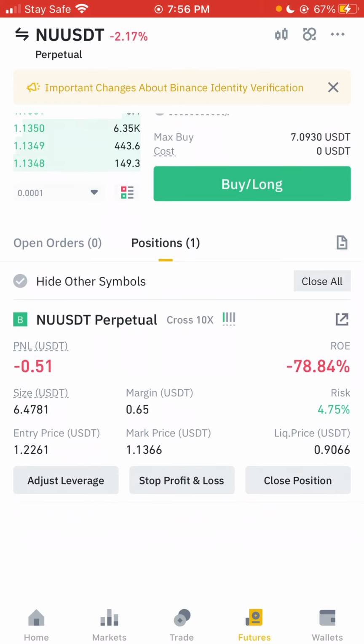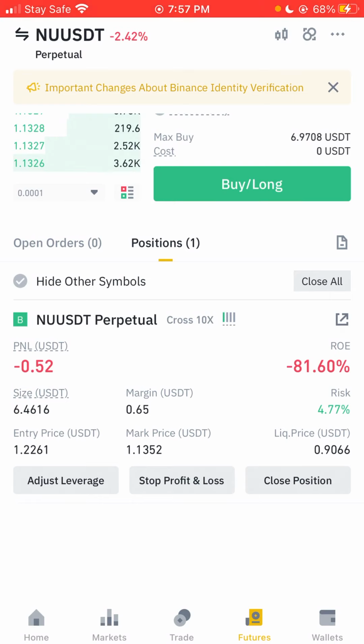So down here you can see we have adjust leverage, stop loss and take profit, and we have close position. If I click on close position, this will automatically leave the market. If I click on stop loss and take profit, that means I want to set my TP and SL. I will come back to that.